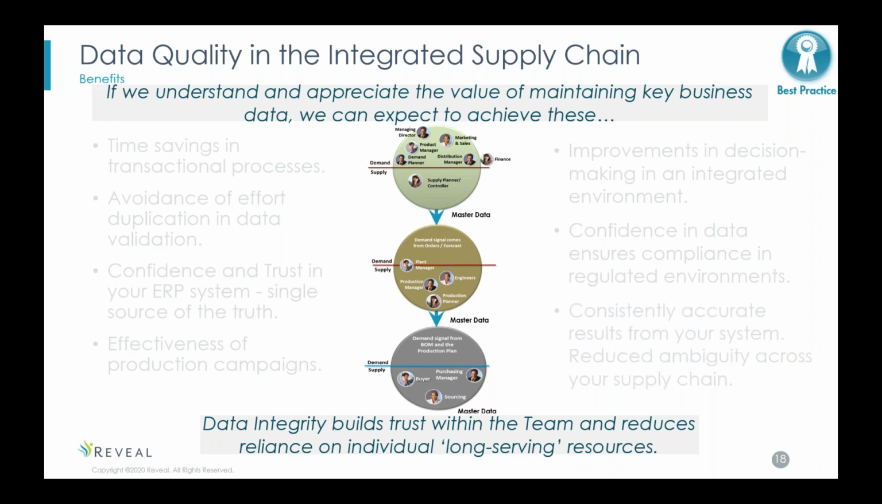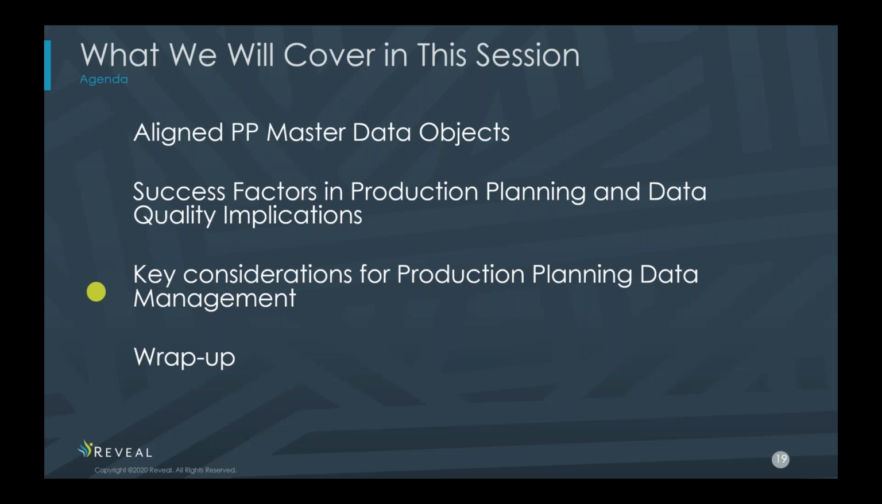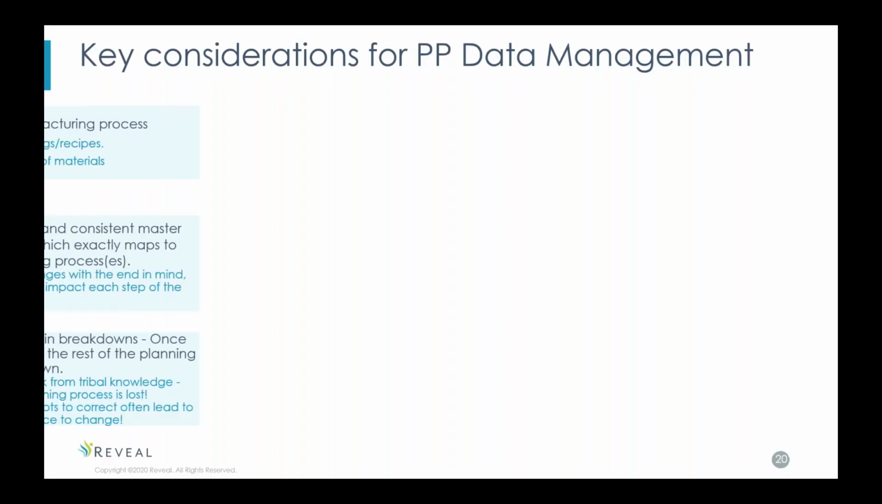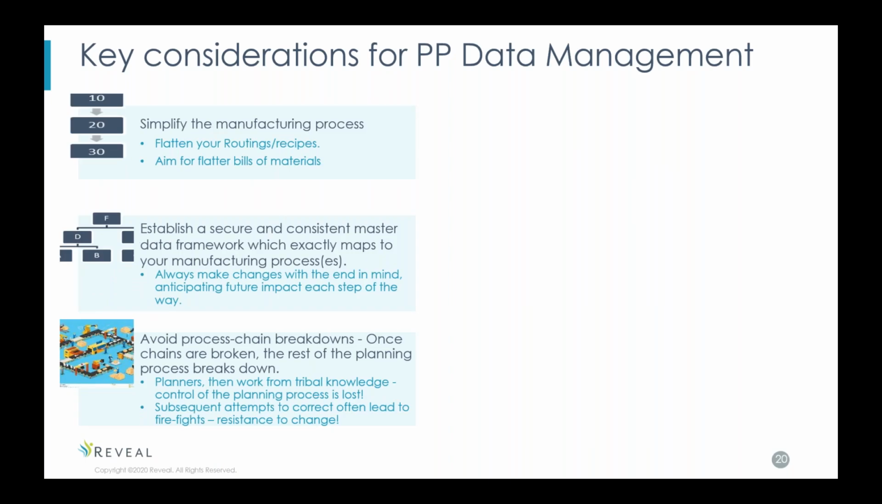So I'll proceed to make a couple more statements for you, right? Under what I refer to as our key considerations. All right, so we've touched on a few areas here. We've touched on your material master records, on your bills of materials, on your routings, your work centers, production versions. So as you do, I want to make some slightly more generic statements to you.